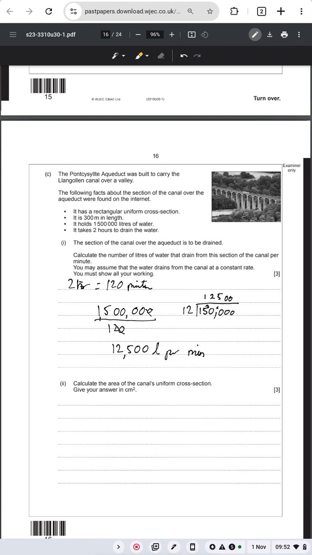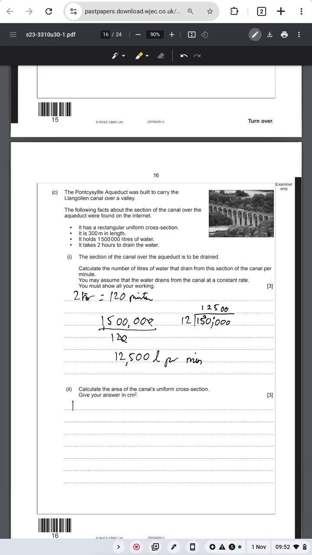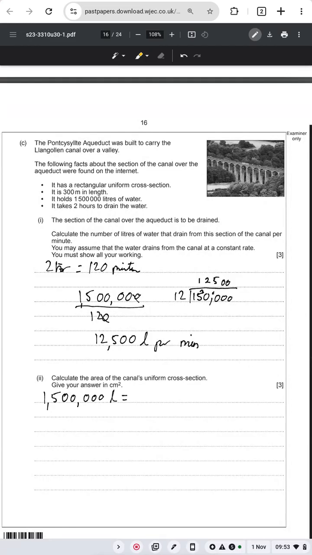Calculate the area of the canal's uniform cross section. Give your answer in centimetres squared. Well, first of all, we have the volume of water in litres. So we need to do 1,500,000 litres is equal to, so we need to convert this to centimetres cubed to get the volume in centimetres cubed, to be able to work back to centimetres squared for the area. So we're going to times it by 1,000 because there is 1,000 centimetres cubed in a litre. So we have to add another 3 zeros onto this.